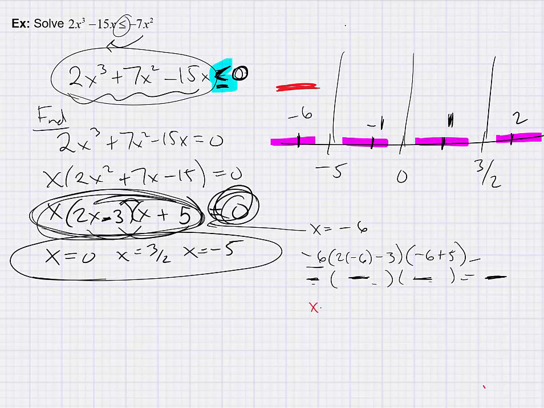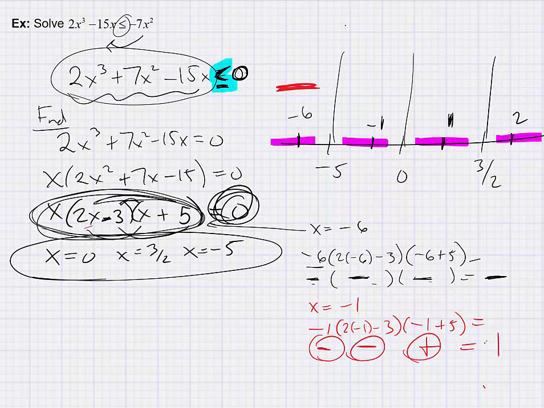Now I'm going to go x equals negative 1. So negative 1, plug in negative 1 here. I'm going to have 2 times negative 1 minus 3, negative 1 plus 5 gives me what? Negative. This is going to be negative. This is going to be positive. So negative times a negative times a positive yields positive. And I'm going to continue that process. Plug 1 in. 1 in here is going to give me a positive. 1 in here is going to give me a negative. 1 in here is going to give me a positive. Positive, negative, positive. That's negative. Plug 2 in. Positive, positive, positive.